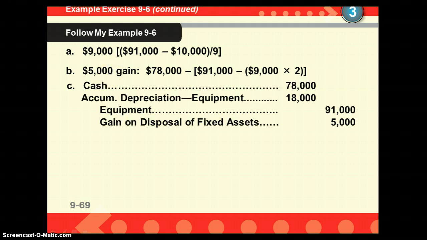The entry then, the cash is the amount of cash they gave us. We sold it for $78,000. The equipment, we've got to get rid of the total value of the equipment. 2 years of depreciation at $9,000 is $18,000. Debits have to equal credits. We have that gain of $5,000, and it showed us the gain in letter B. You might want to look back at some of the previous slides, slides 67, 66, to see how the gain and loss was calculated on those slides for extra practice. This concludes your notes.